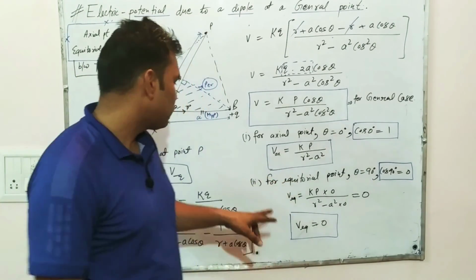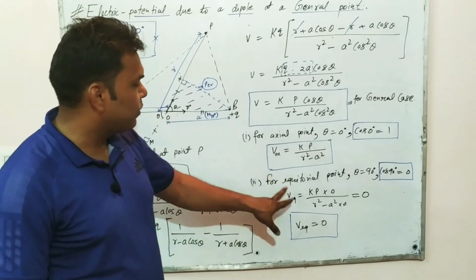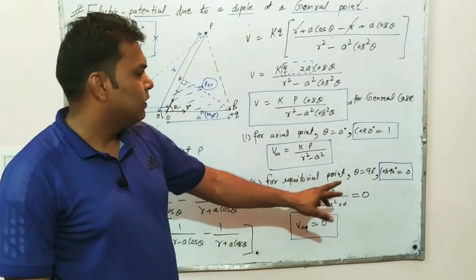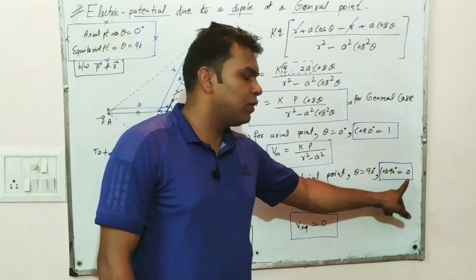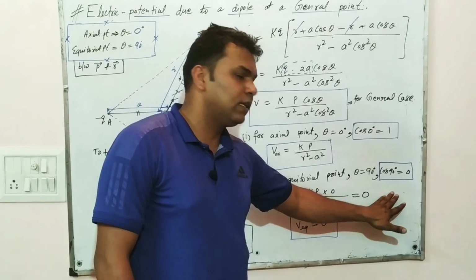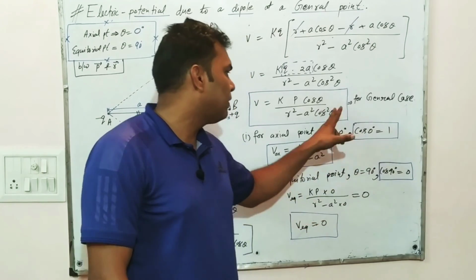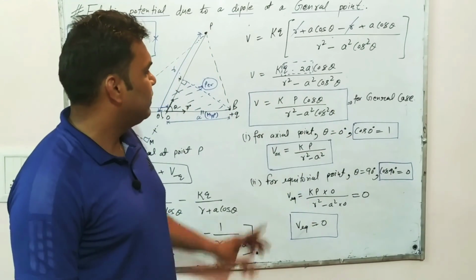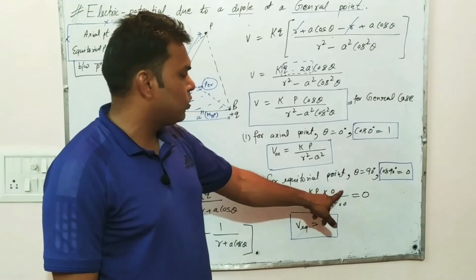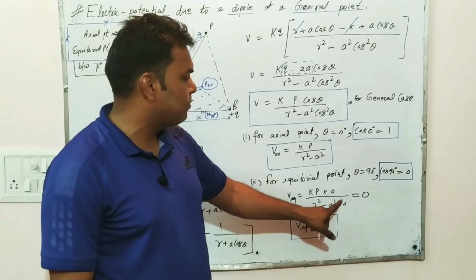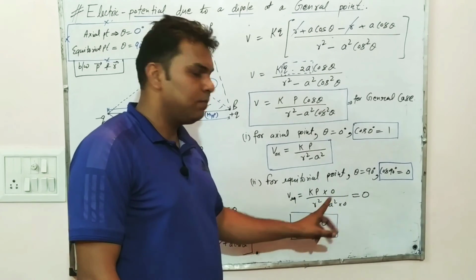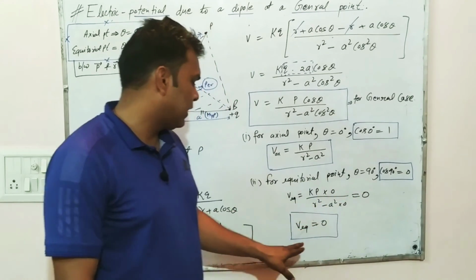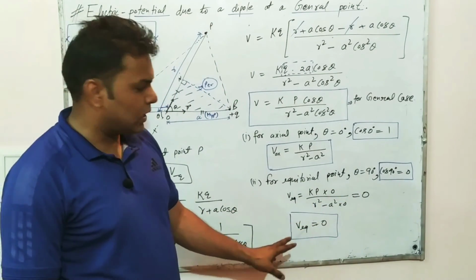Clear? Now our second case is the equatorial point. For the equatorial point the value of theta is 90 degrees. So the value of cos 90 is 0. Just put the value of cos 90, which is 0, in the above expression. So we are left with Kp multiplied by 0 upon R square minus A square multiplied by 0. So this whole thing becomes 0. So the value of the potential at the equator comes out to be 0.